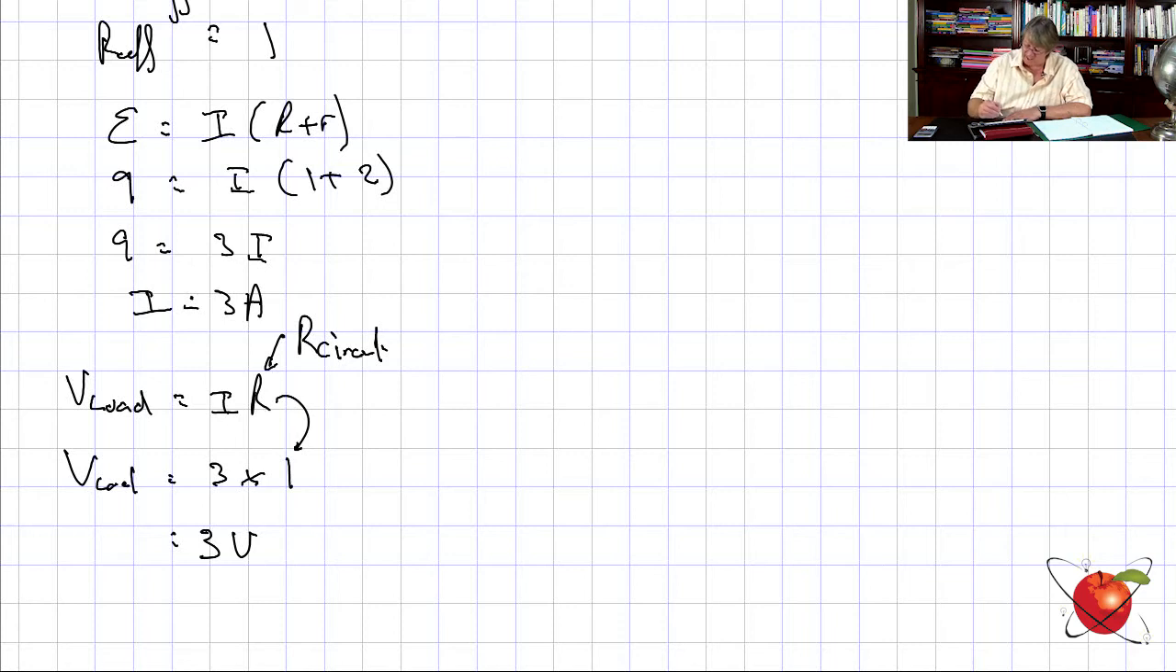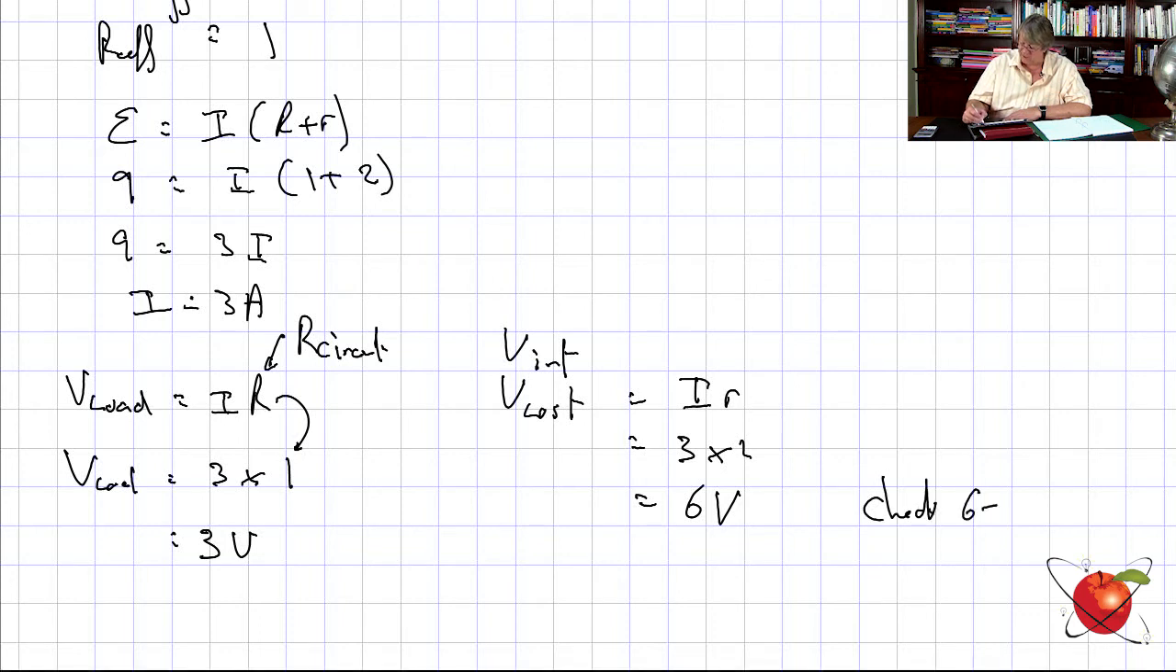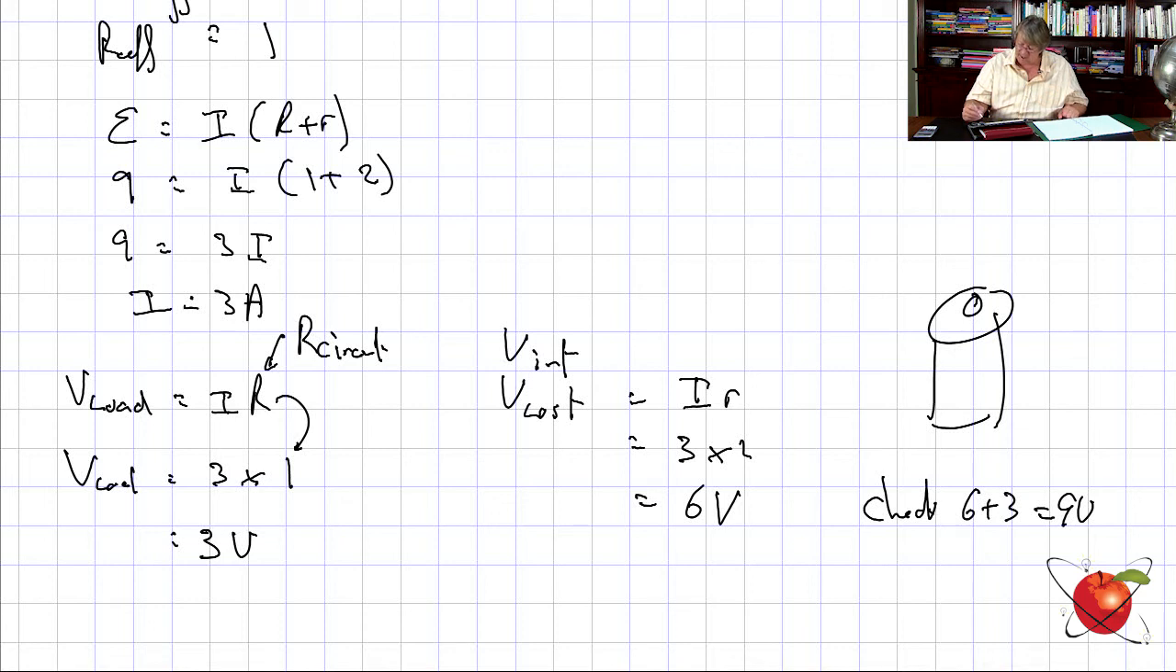Okay. Now let's have a look. What is V lost, or V internal? Is going to be equal to I little r. I is 3, and that was 2, which is going to be 6 volts. Therefore, check. 6 plus 3 is equal to 9 volts, which is the EMF of the battery. So we've got it sorted. Okay, because remember, we had our battery over here, and in this case, we've got V load equal to 3 volts, and that 6 volts is V internal, or V lost.